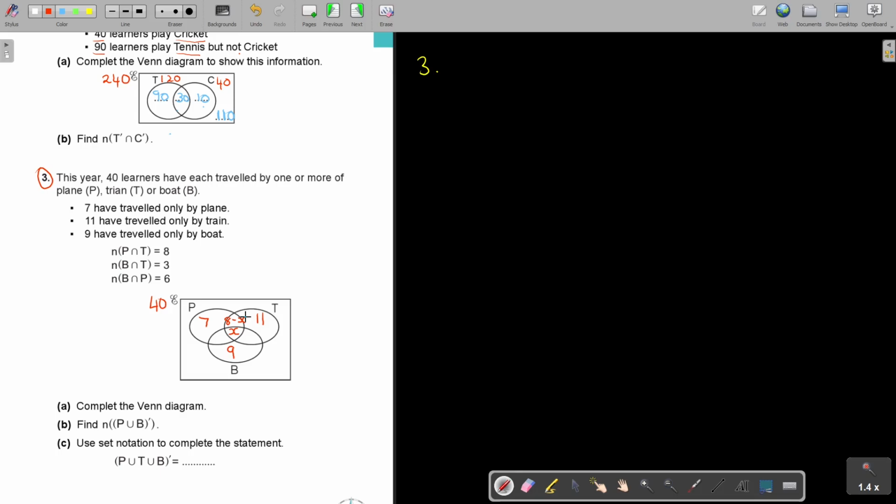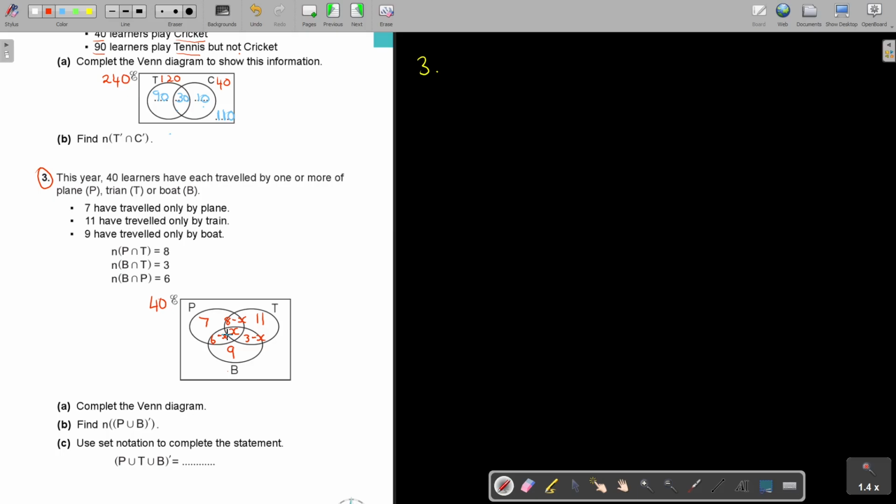Okay. Now, B and T, it's going to be 3, so it's going to be 3 minus X. Okay. And then B and P, it's going to be 6 minus X. So the most important is you put the X first inside. Okay. And now I can start the calculation.